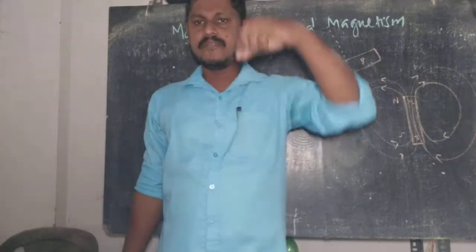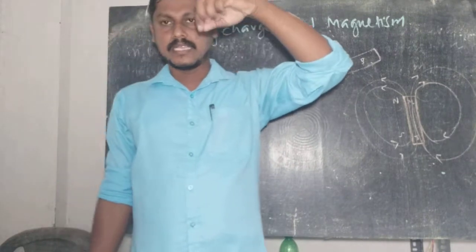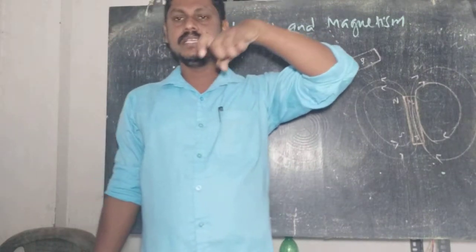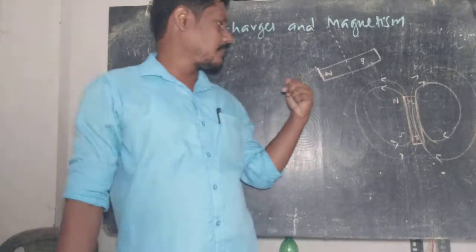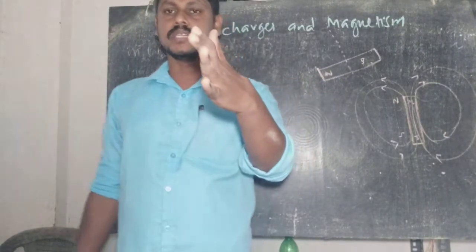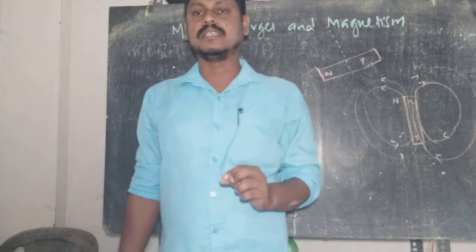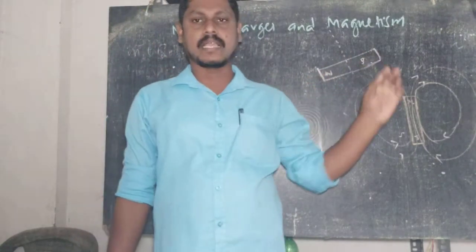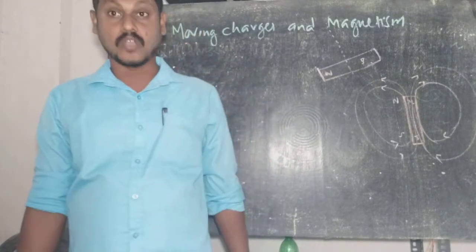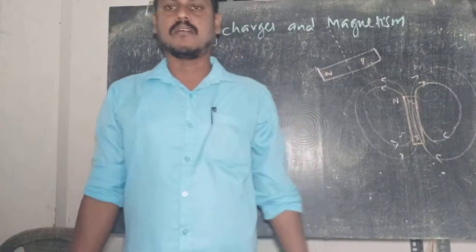That is, when we suspend the magnet, that magnet aligns itself along the north south direction of the earth. Now, what end of the magnet is pointed towards the Earth's north? It is called the magnetic north pole, and that end of the magnet which is pointed towards the geographic north of the Earth is called the south pole.